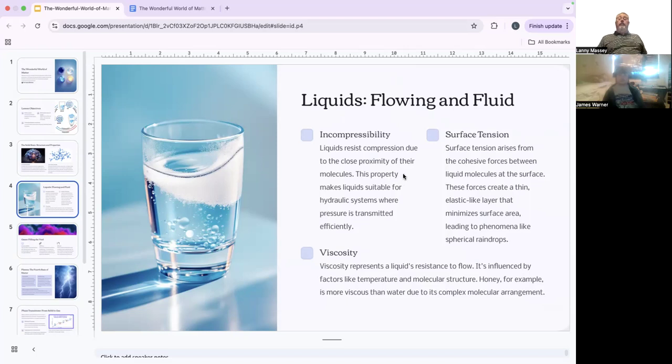And because of that inability to change volume, liquids will form what we call surface tension. Water is a great example of having surface tension. How many of you have ever done a dive off of a diving board or the side of a swimming pool and hit and had it hurt because it was a belly buster? Yeah, that belly buster hurts because of what we know as surface tension.